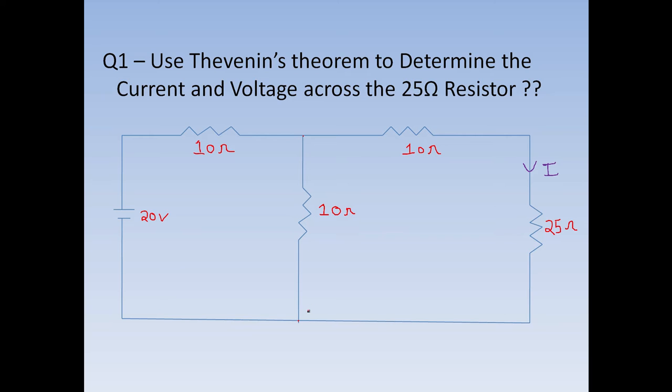So how will we do it? First of all, this is our circuit. We'll draw the circuit first so that it can be easily understood. Here the circuit is like this. Here is the voltage source Vs, and this voltage source is 20 volt, and then there is a resistance of 10 ohm.